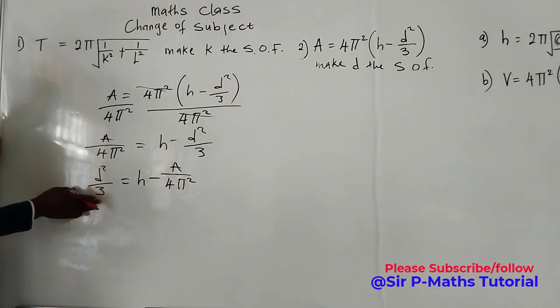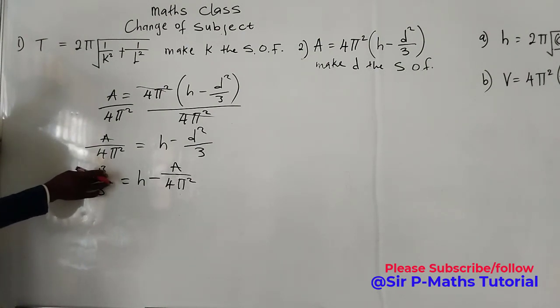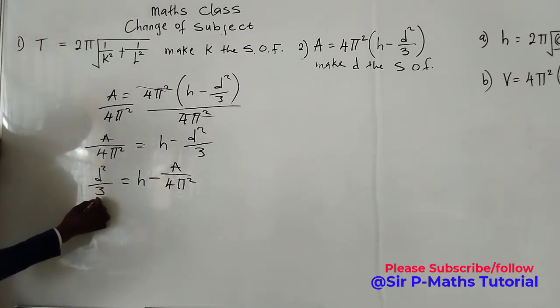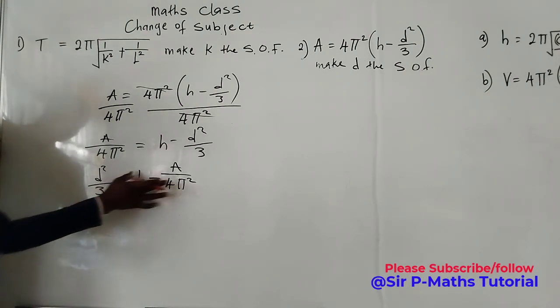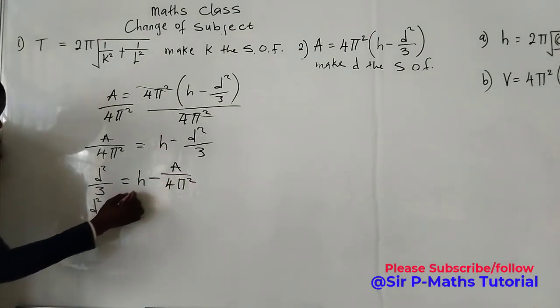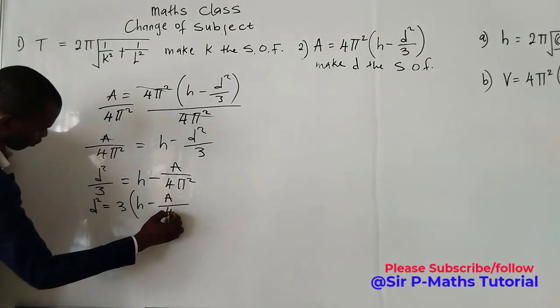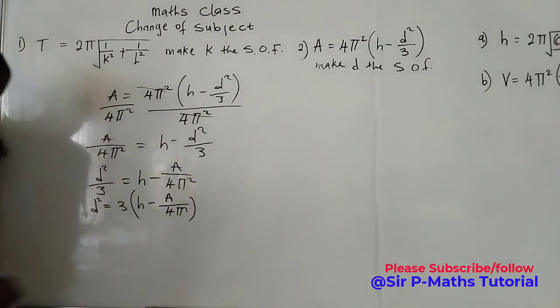Alright, and because we are looking for d, we can cross multiply by this 3. So I'll have d squared equal to 3 multiplied here. I'll now have 3 into (h minus a over 4 pi squared).